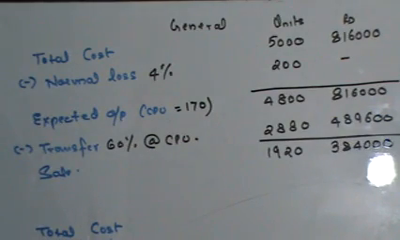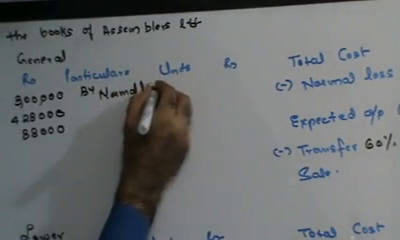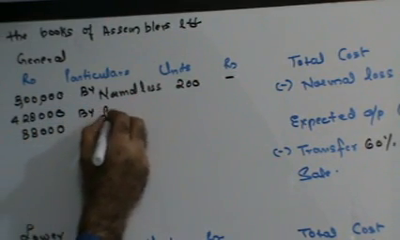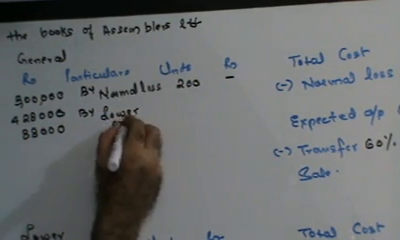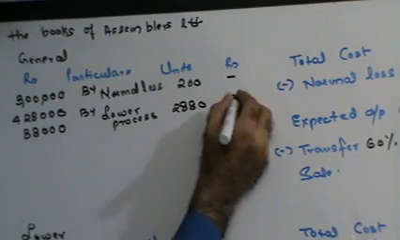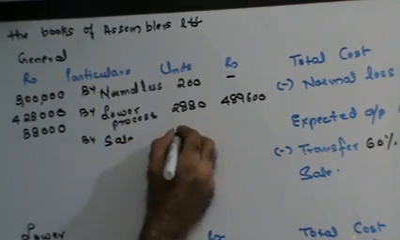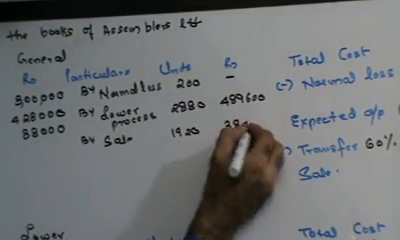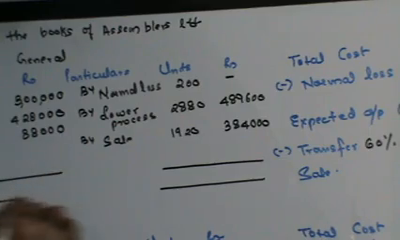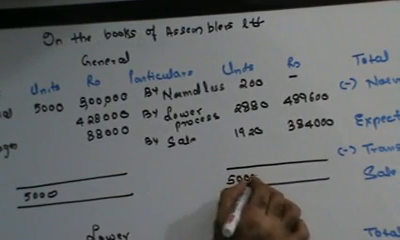Transfer this. So it is going to be by normal loss. Normal loss is 200. Then by lower process, 2,880 and 4,89,600, and by sale is 1920 and 3,84,000. Tally this, right? Units are going to be 5,000.